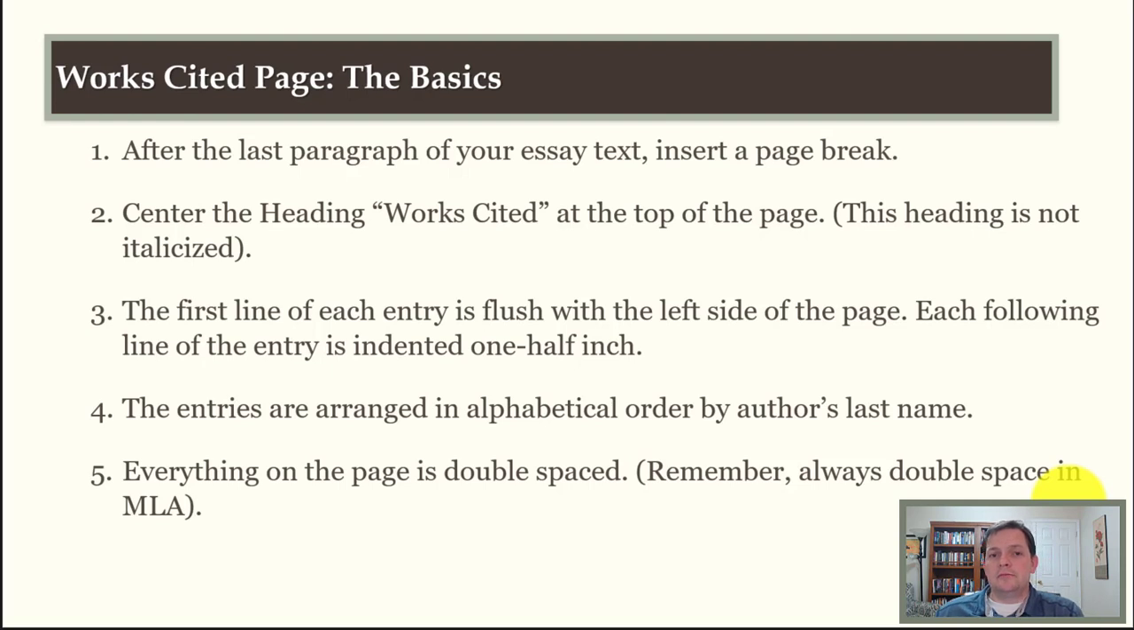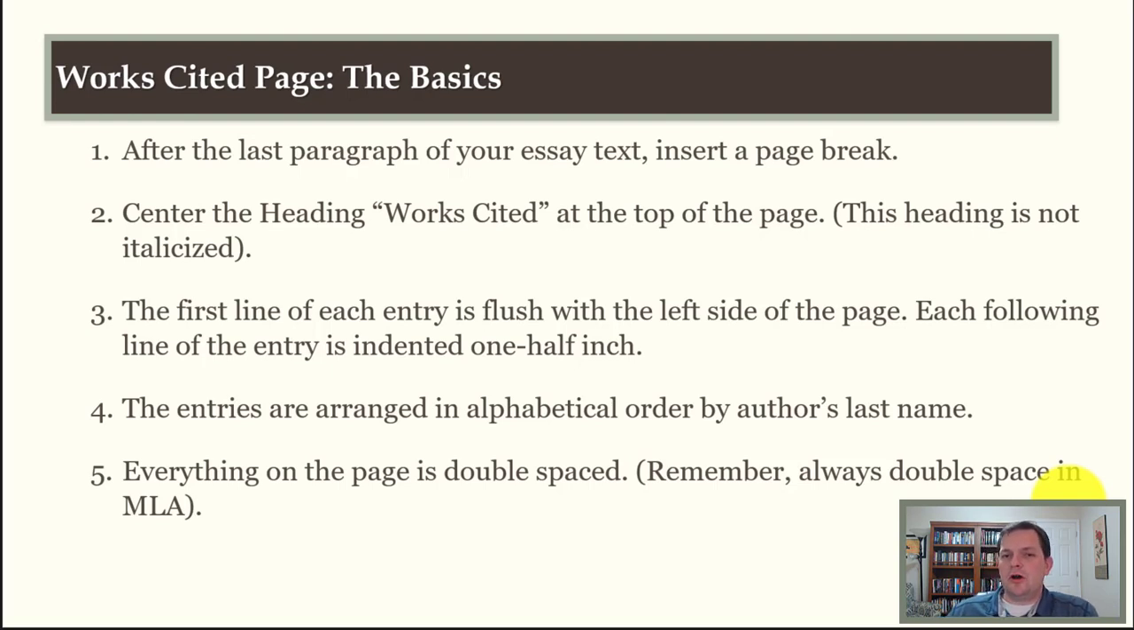The first line of each entry on your works cited page must be flush with the left side of the page, but every subsequent line of each entry needs to be indented 1/2 inch. This is important because it makes it easier for the reader as they are scanning down the page to see the last names of the author.